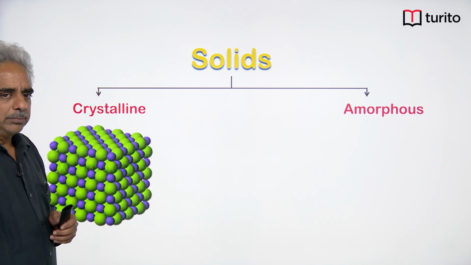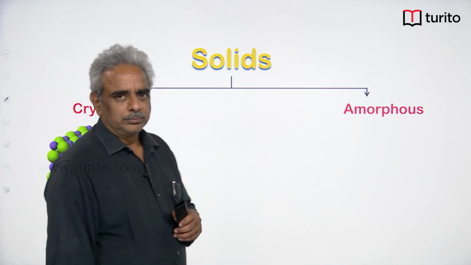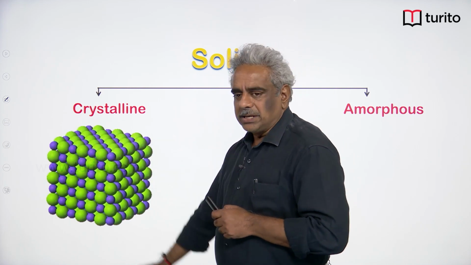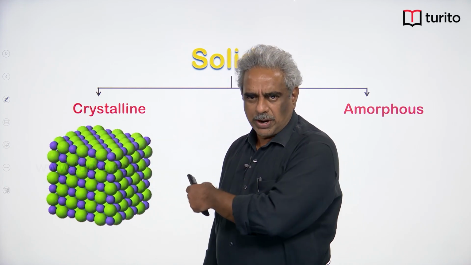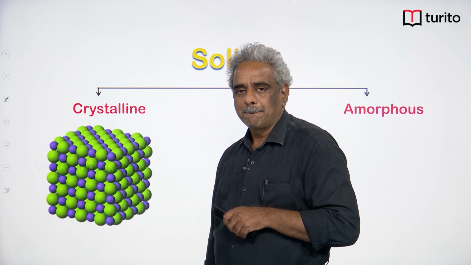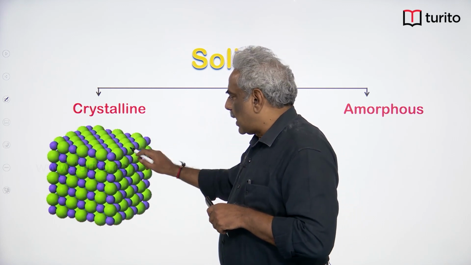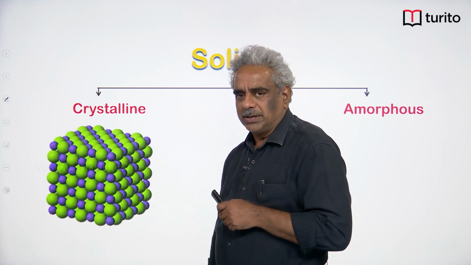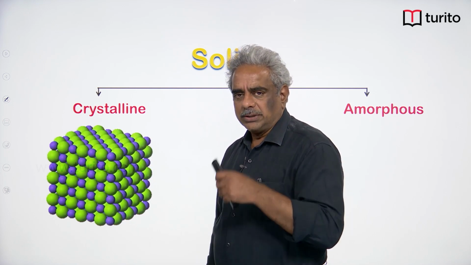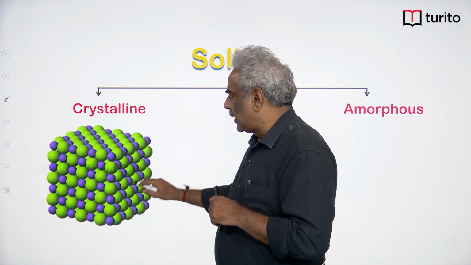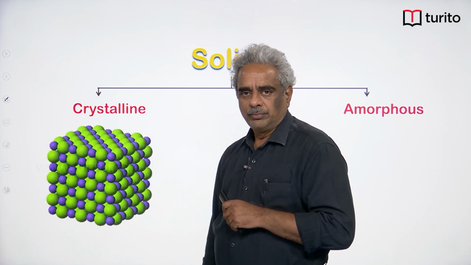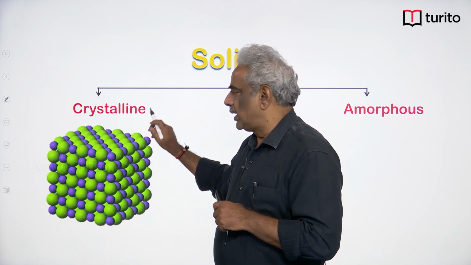See the beauty of a solid here. How is it happening? There is a nice 3-dimensional arrangement. Just now I called it a lattice. The particles may be anything; say you have violet balls and green balls, they are particles. Those particles are nicely arranged in a systematic 3-dimensional way. We call them crystalline solids.